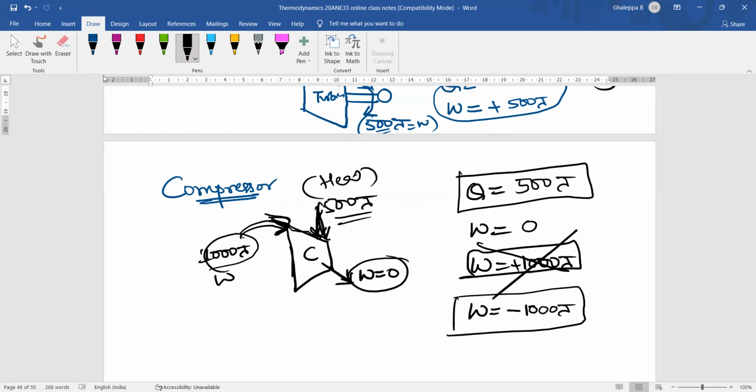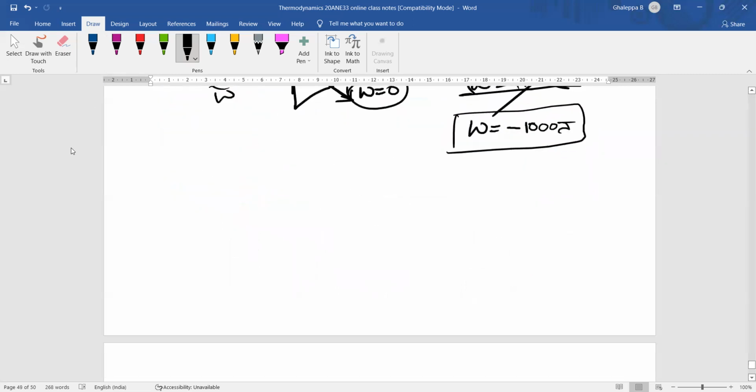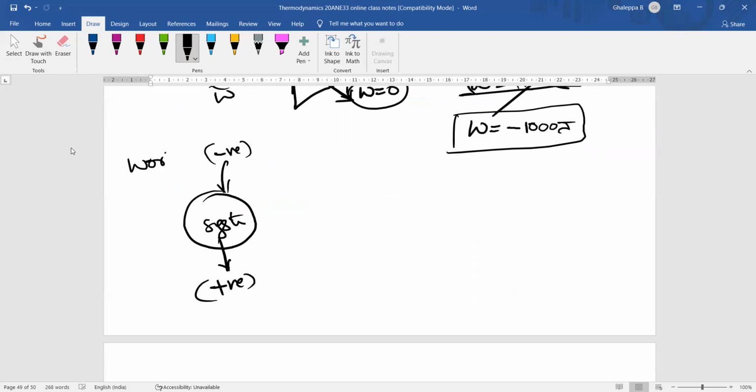You remember any one sign convention, either the work or the heat, and the other one will be opposite. For example, work done by the system is positive. Work done on the system is negative. This you remember. Exactly opposite for heat. For example, if the system rejects heat, here it is positive, there you take negative.